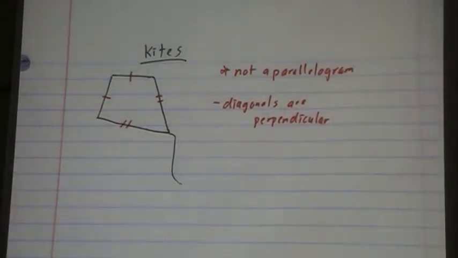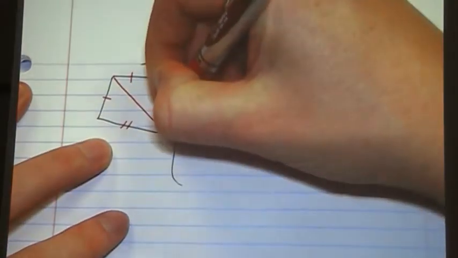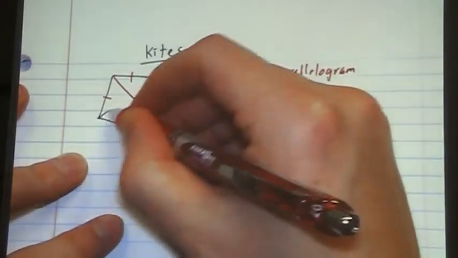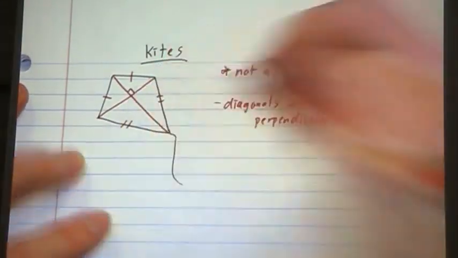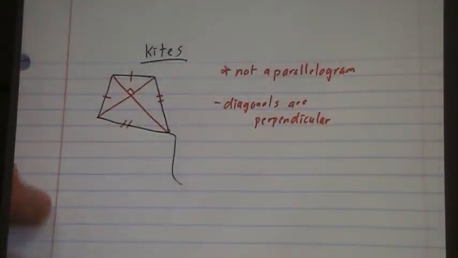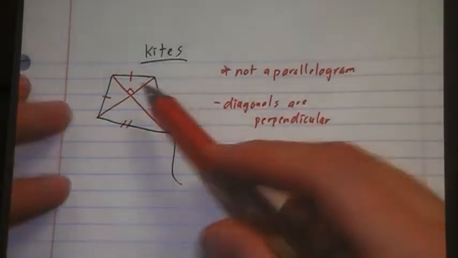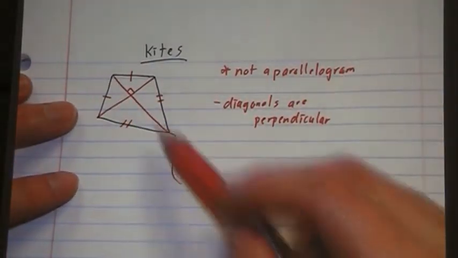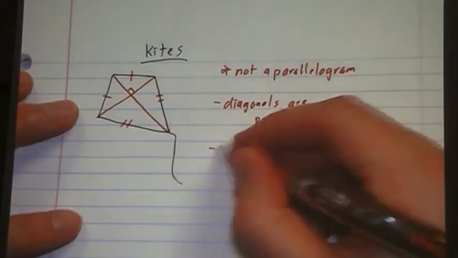So your perpendicular diagonals. So we still have a 90 right there. And the long diagonal bisects its angles, okay?